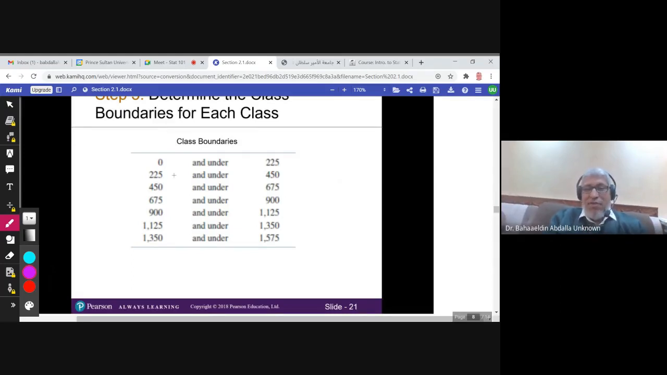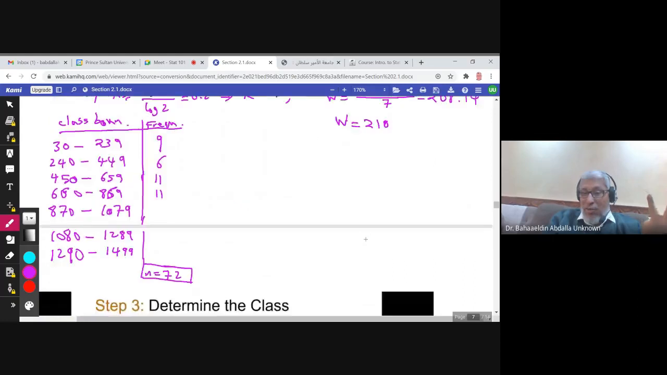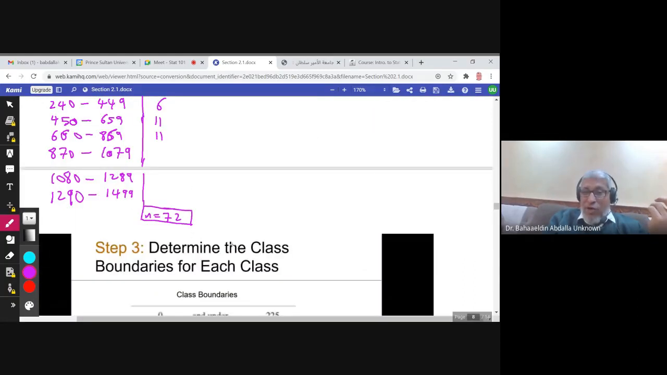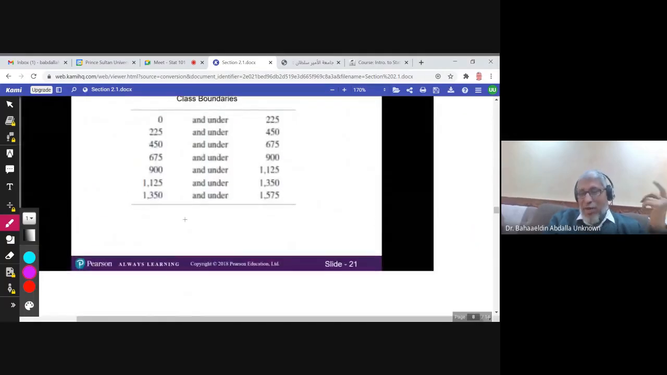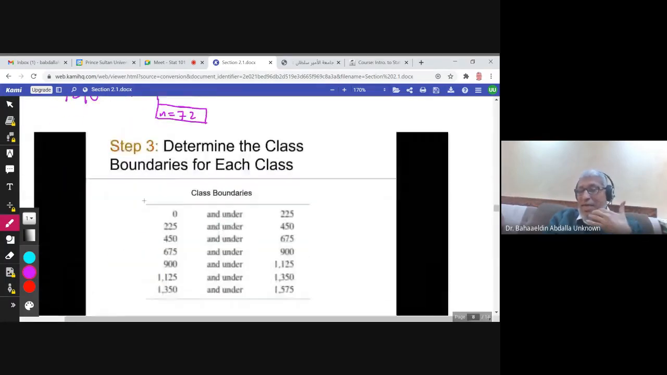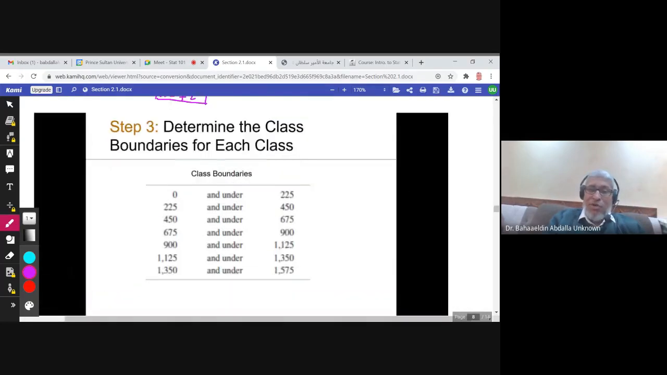If you want to start from 10, not from 0, can you make the width 250? Check at home. If you make it 250, check that 1492 would be included in the last one. Maybe if you go to 250, then the last class will start from a number greater than 1492. So you will have 6 classes in this case, but it's not good. But I don't know, you can check it at home.